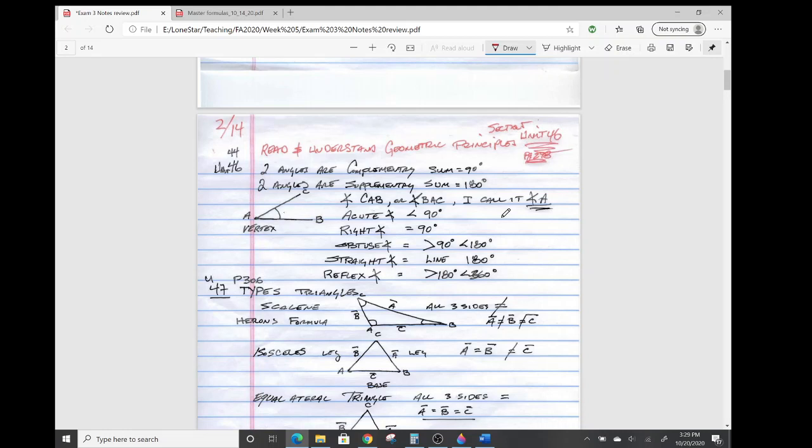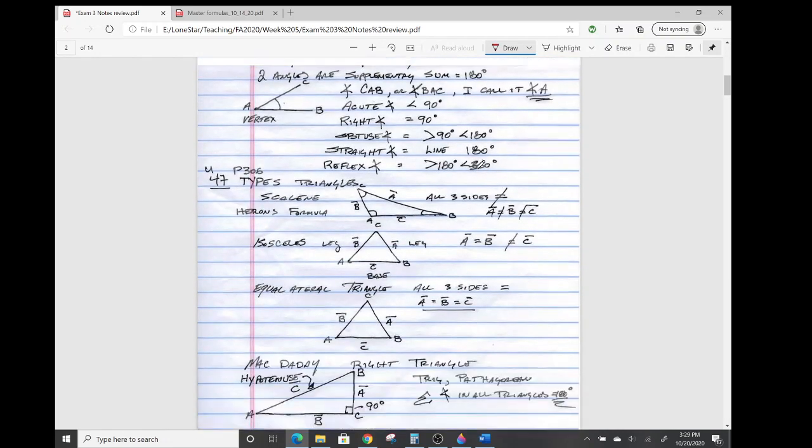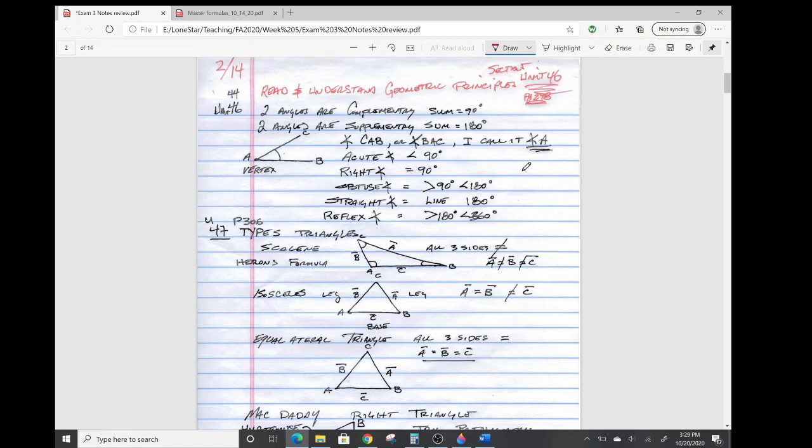All right. Now, we've already talked about the types of triangles, yes? Of course we did. We went through all of that. We talked about two angles being complementary if their sum is 90, and supplementary if their sum is 180. So this is a repeat of a previous video.